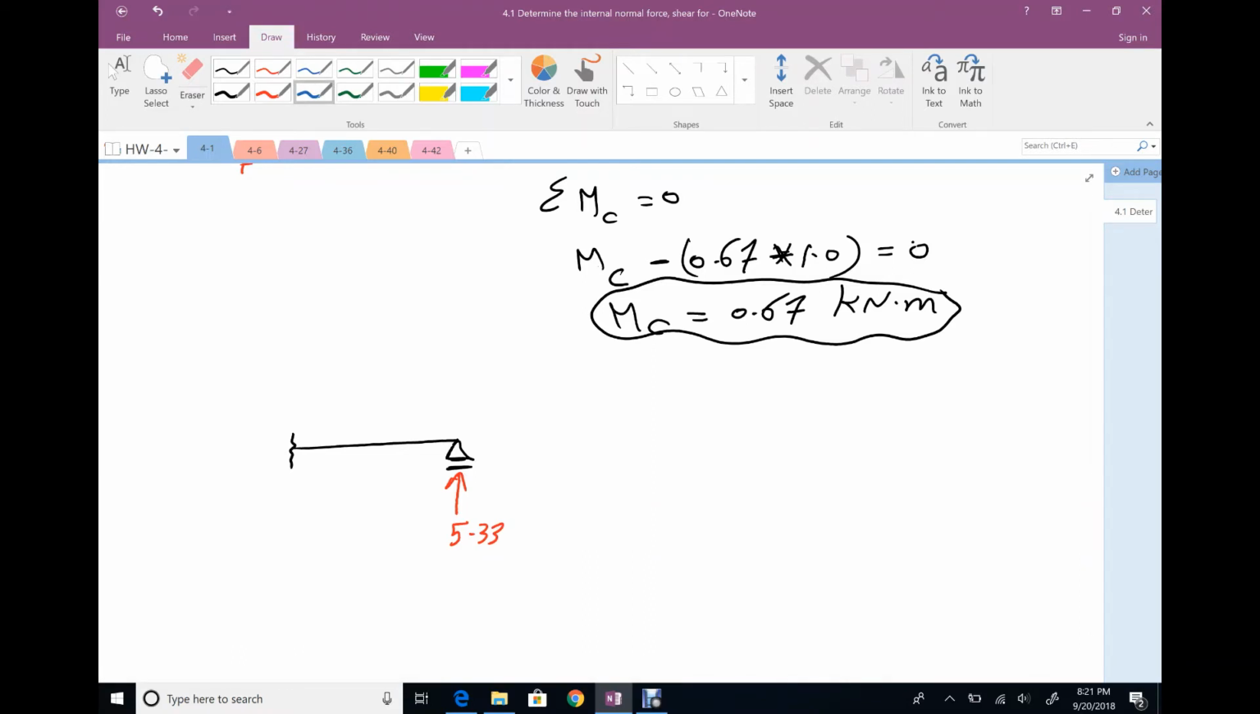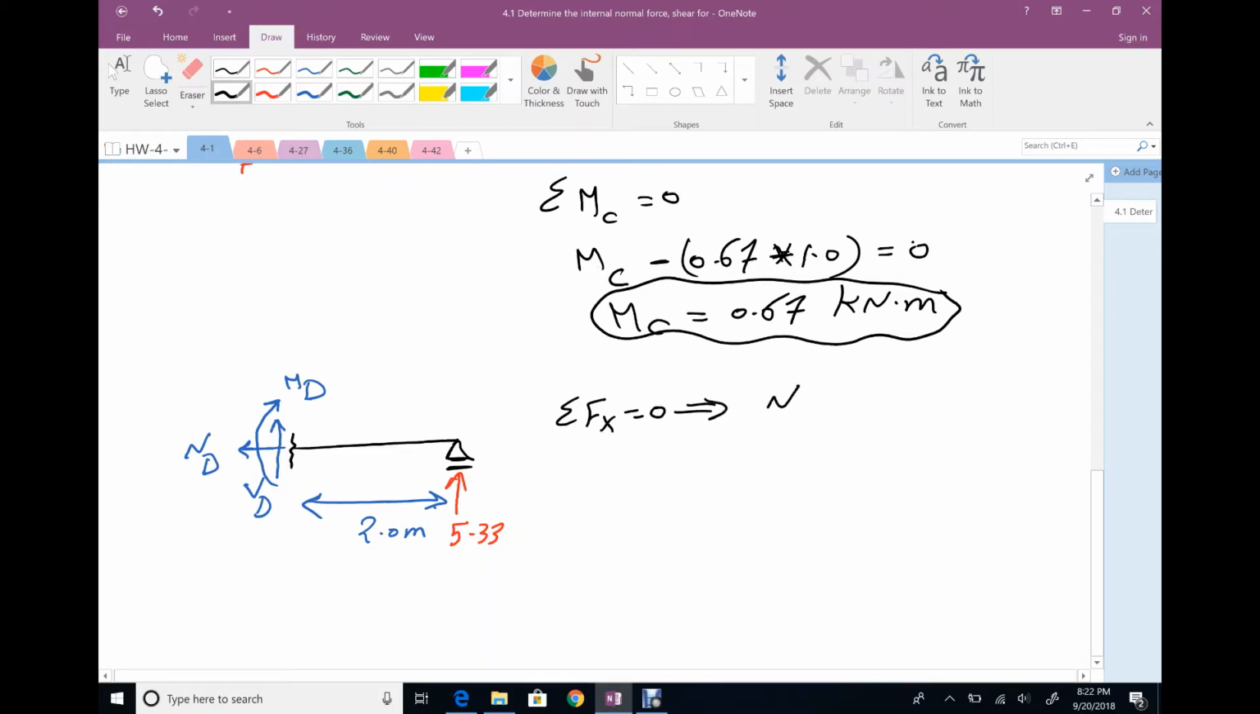Your internal force, normal at D is tension. Your shear will be up, VD. Your moment makes your member smile, MD. That distance is 2 meters. Reapply your equilibrium equations. Summation Fx equals 0. That means ND is 0. Summation forces in y direction equals 0. We have V at D positive, we have positive 5.33 equals 0.